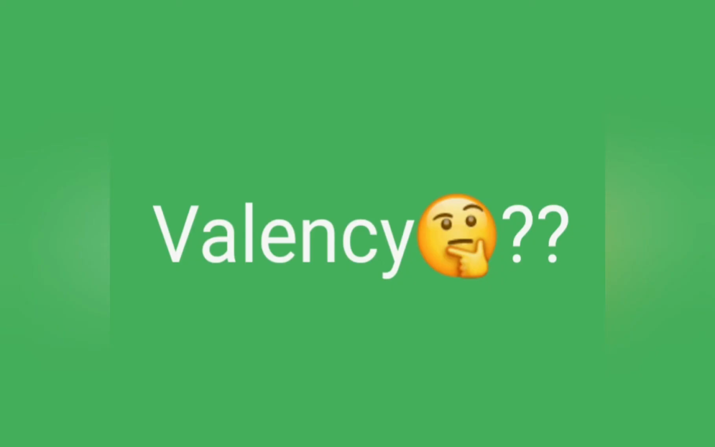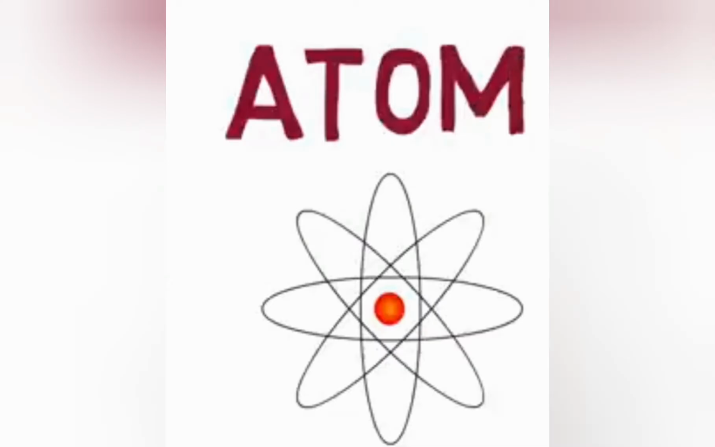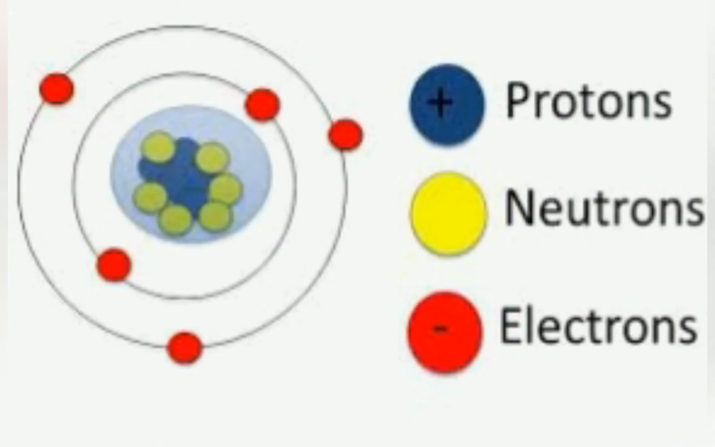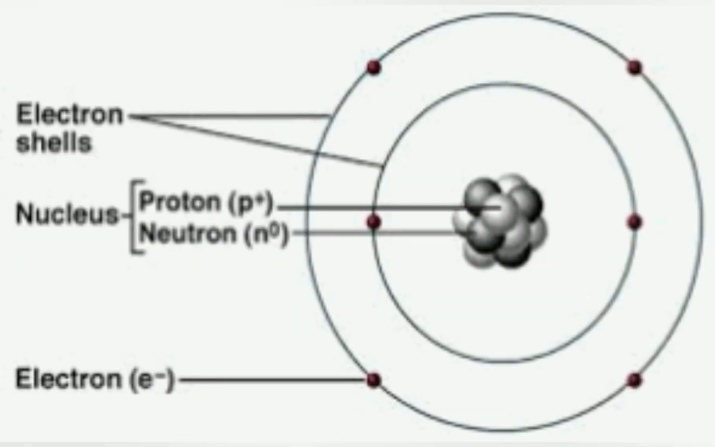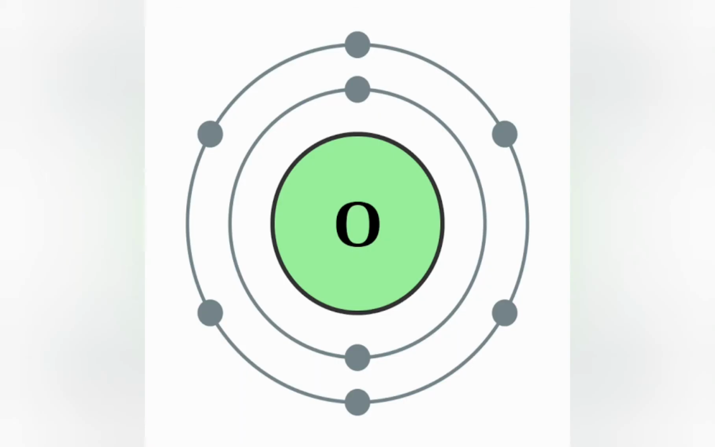Let me explain. An atom consists of three basic particles: protons, electrons, and neutrons. The center of the atom is called nucleus. It contains protons and neutrons. The outermost region of the atom is called electron shells and they contain electrons. The valency of an element is related to how many electrons are in the outer shell of its atom.